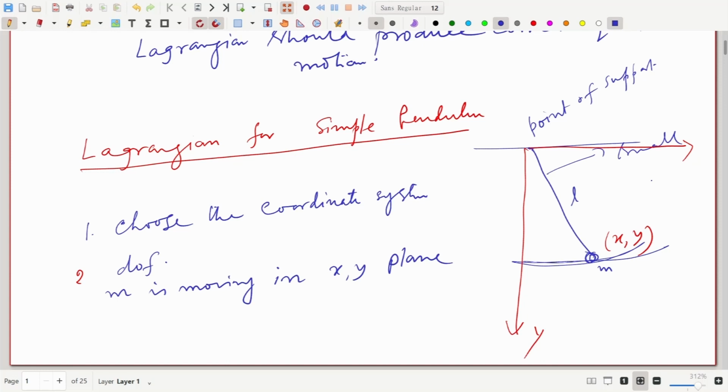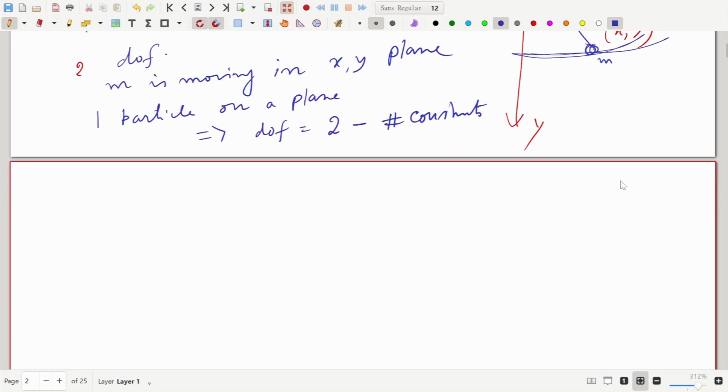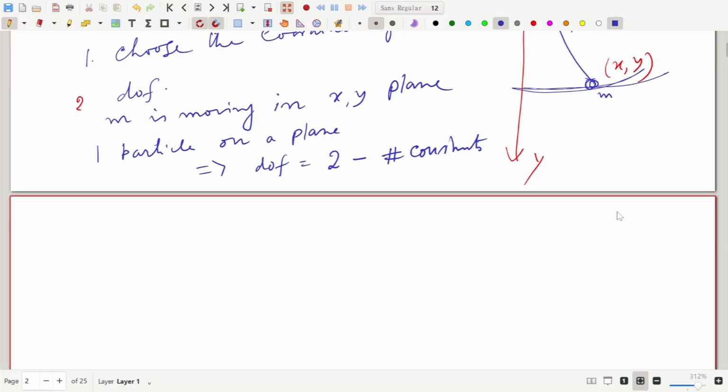which is attached to a string of length L. Okay. So, it is one point particle in a plane. So, one particle on a plane implies that the maximum possible degrees of freedom will be 2 minus the number of constraints, if any. We will find that this system has a constraint, because the length of the string is fixed and we choose the point of support at 0, 0.